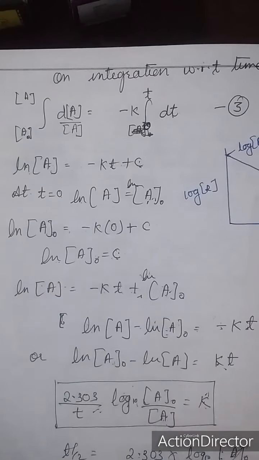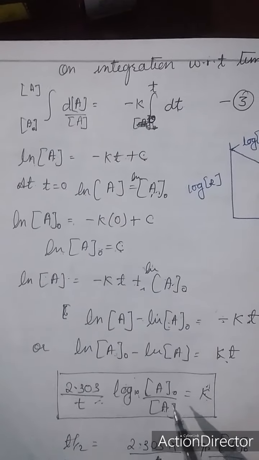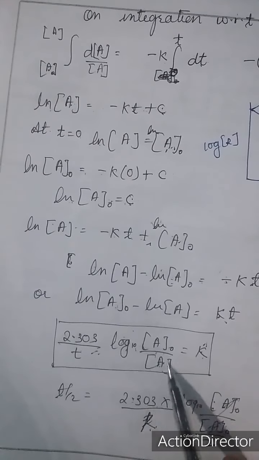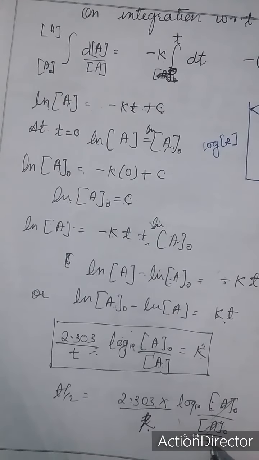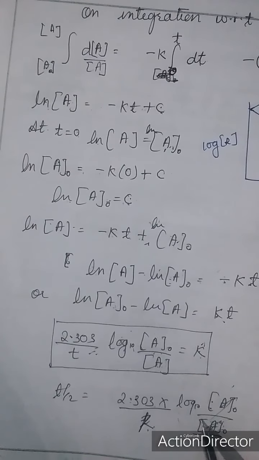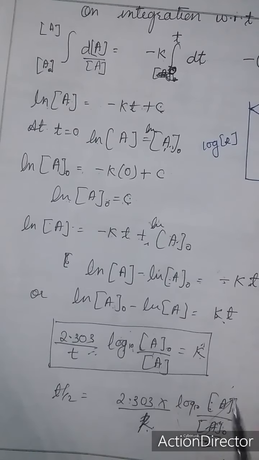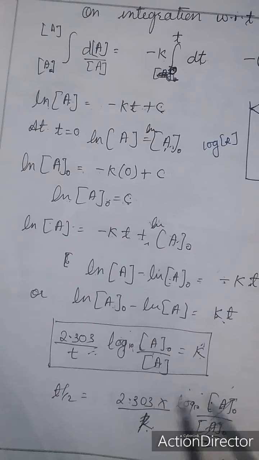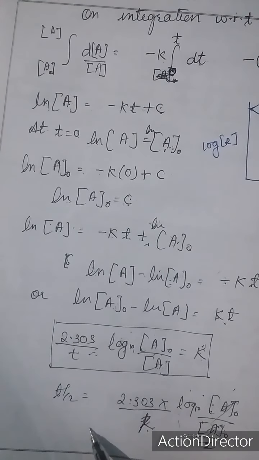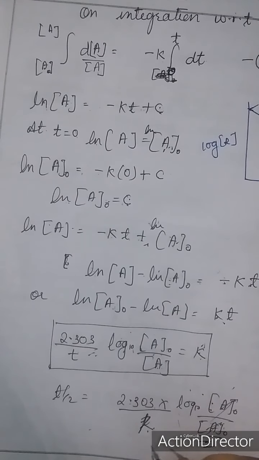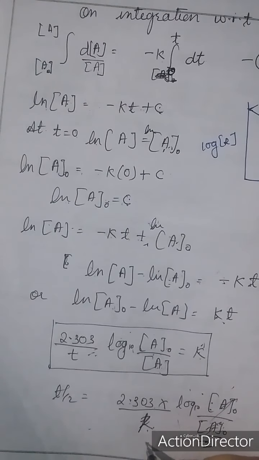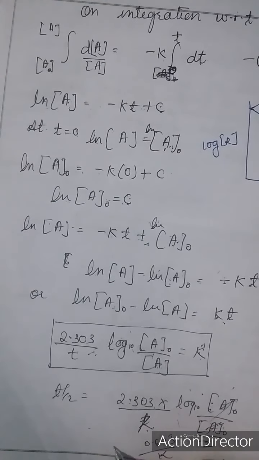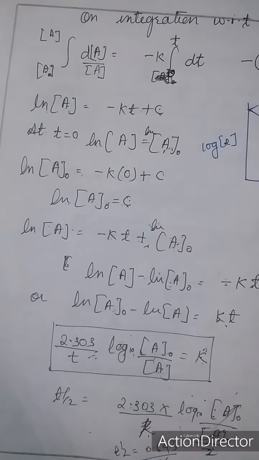Now from this you will find out the value of t half. So t half means A, you will be putting A0 by 2. So this A0 will get cancelled. You are left with log 2. Log 2 is 0.3010 into 2.303. So t half you will get 0.693 upon k. So this will be the value of t half.